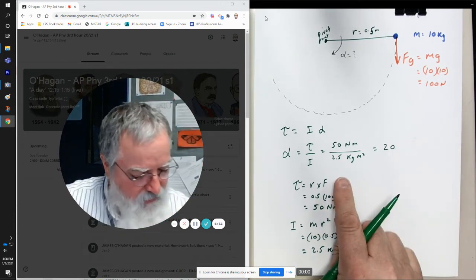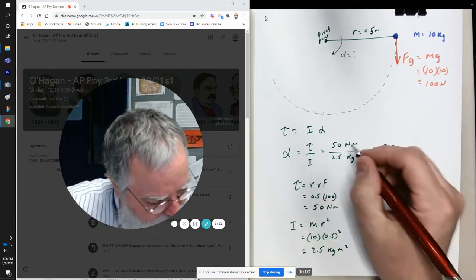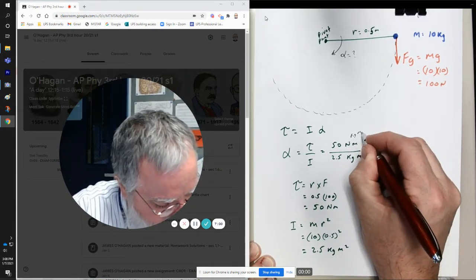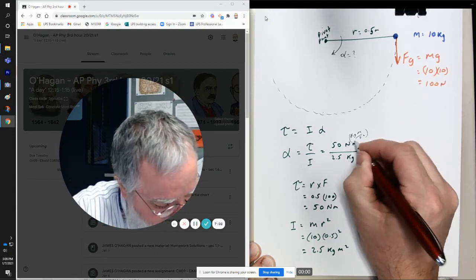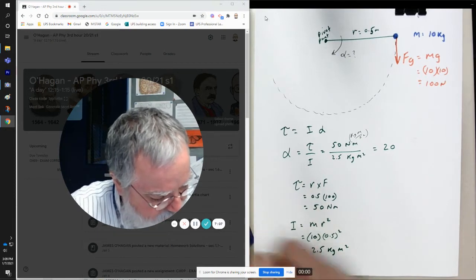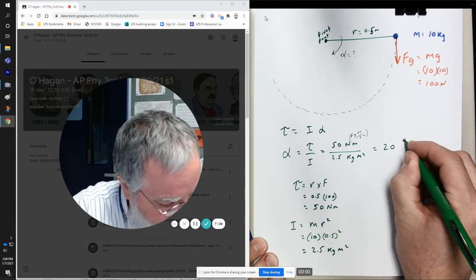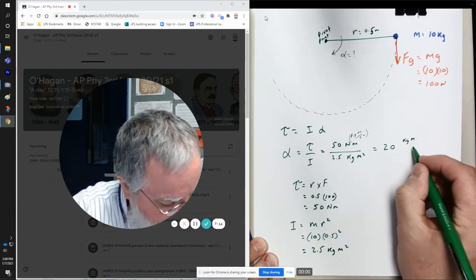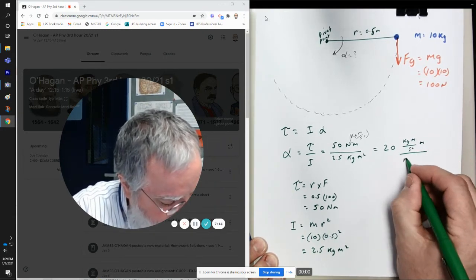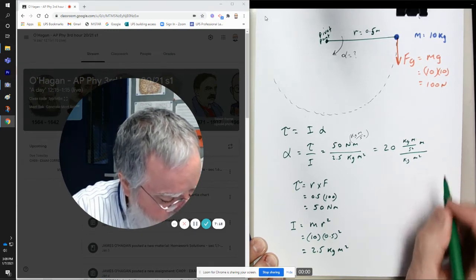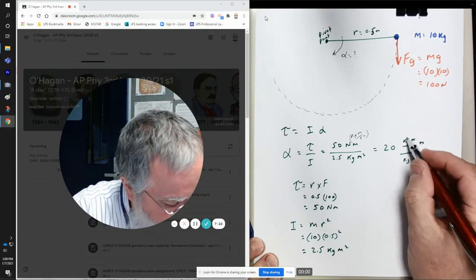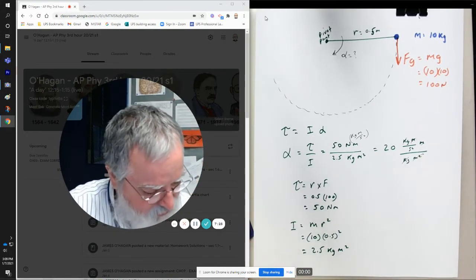Now, what are the units here? All right, I got to think this through. The units for newtons are kilogram meters per second squared. So what we've got is 20 kilogram meters over second squared times meters, and that whole thing divided by kilogram meters squared. All right, so what do we got here? Meters squared gets rid of those. Kilograms go away.